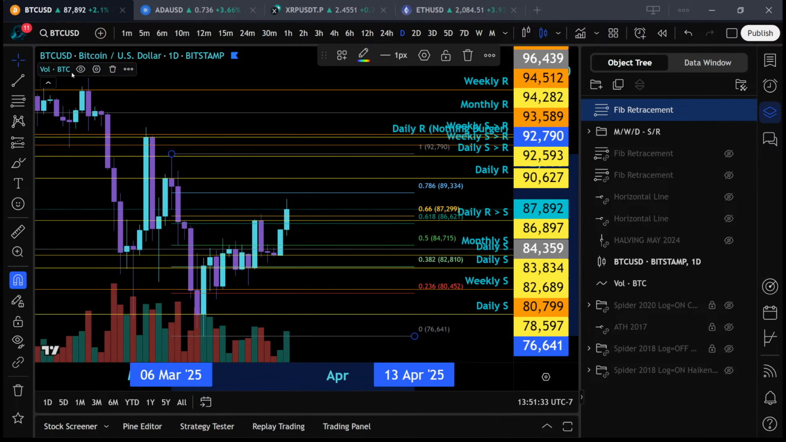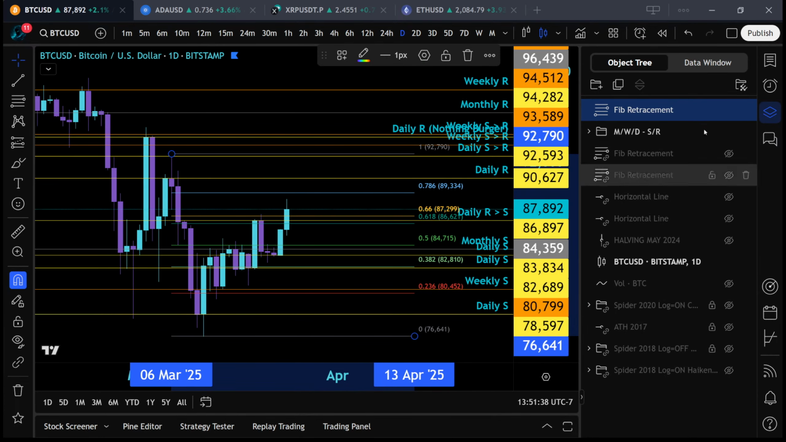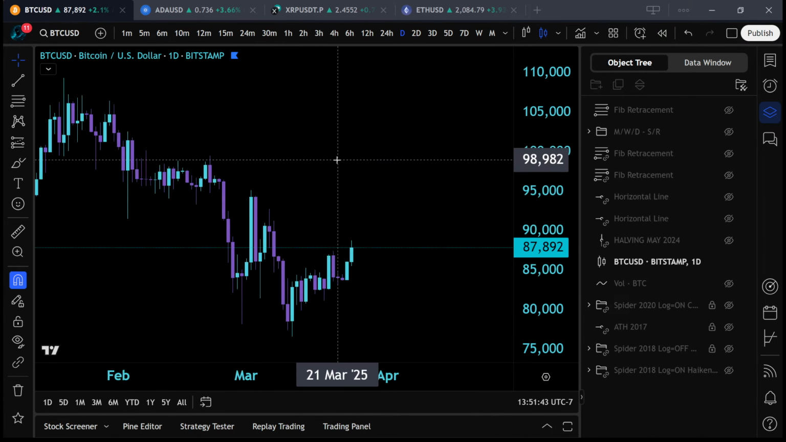But let's look at some more indicators. If we've got tools, we should use them. So let's just hide these for a sec so we can get a clear picture of what's going on here.